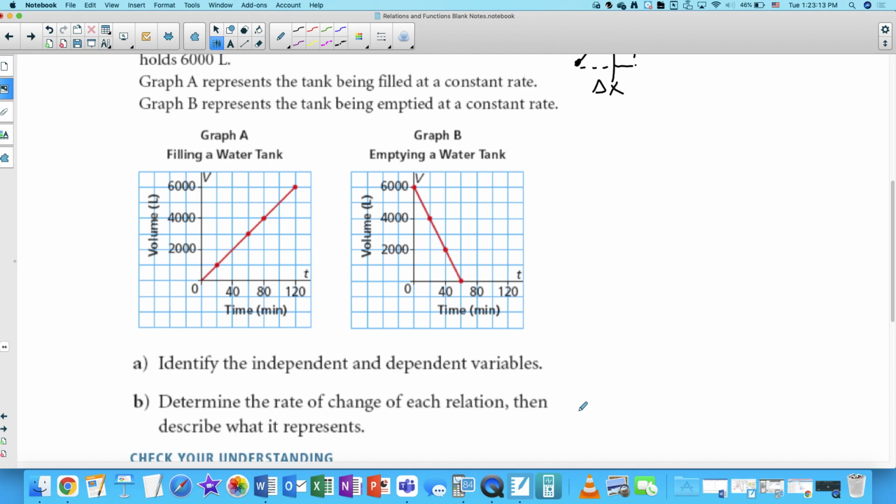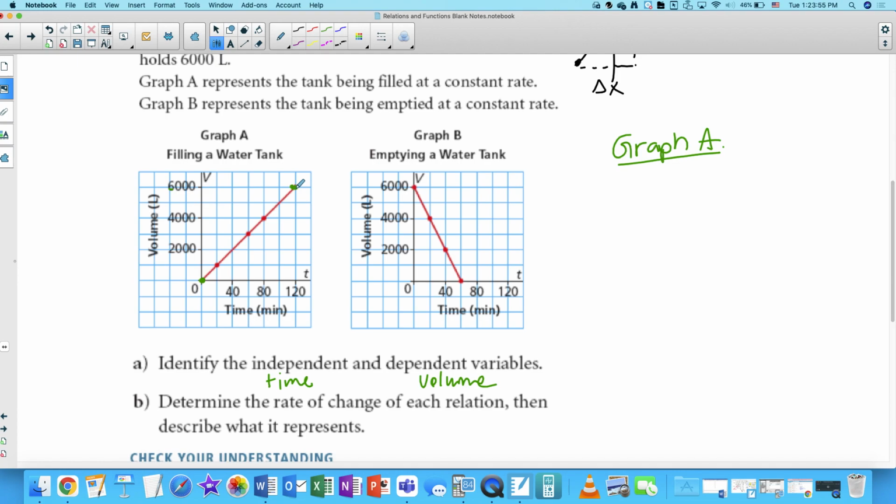So if we look at graph A, and we want to think about our rate of change, we need to think about change in y over change in x. So here I would use rise over run. You can pick any 2 points you want. Typically, a lot of people like to use the end points, but you don't have to. If I'm looking at these 2 points, I'm going from 0 to 6,000. What's my rise? Yeah, my rise is 6,000.